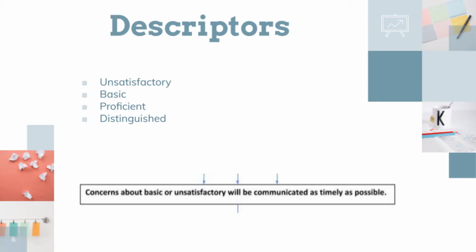It is never the intention to catch a teacher with basic or unsatisfactory scores. The administration wants to assist you in developing and growing as a teacher. Therefore, we have identified in the collective bargaining agreement that if any concerns an administrator may have about an educator being basic or unsatisfactory, will be communicated as timely as possible.